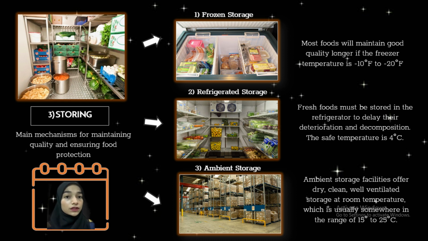Second is refrigerated storage. The safe temperature for refrigerated storage is 4 degrees Celsius. For example, goods that can be saved in this storage is vegetables or fruits. Third is ambient storage. Ambient storage is referred to room temperature. It does not keep or store any products that need temperature control. The example of goods that are stored in the ambient storage is bread, noodles, and so on.